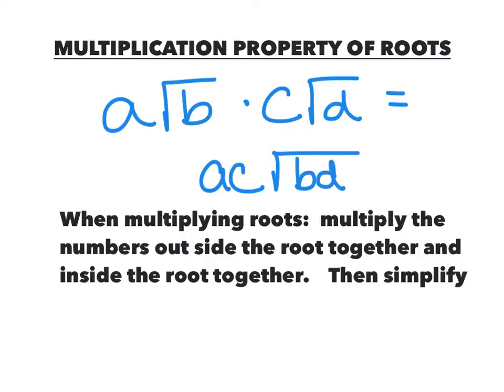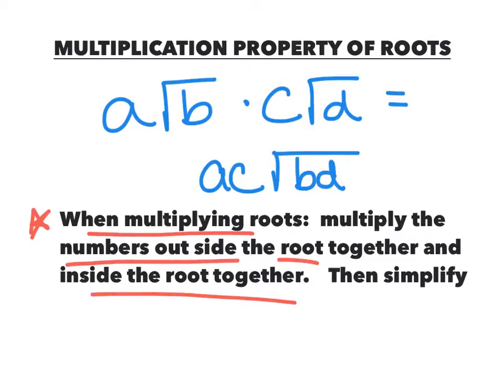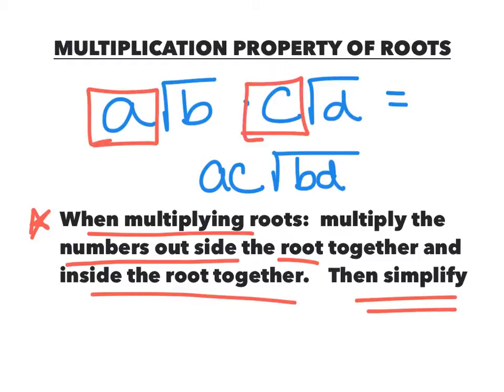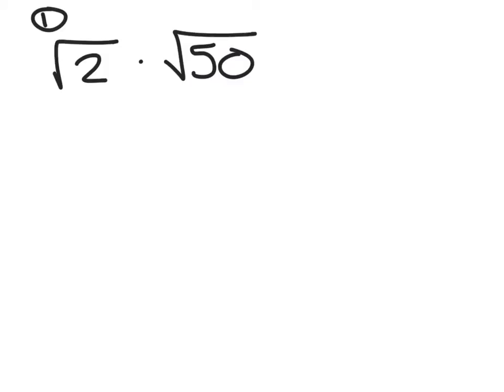Okay, so let's get that in our notebook highlighted: a times c radical b times d. So here's the key. When multiplying roots, multiply the numbers outside of the root together and inside of the root together. Then simplify. So again, I'm going to multiply the outsides, the a and the c, to make a times c, and then the insides, b times d. So let's look at a few examples.